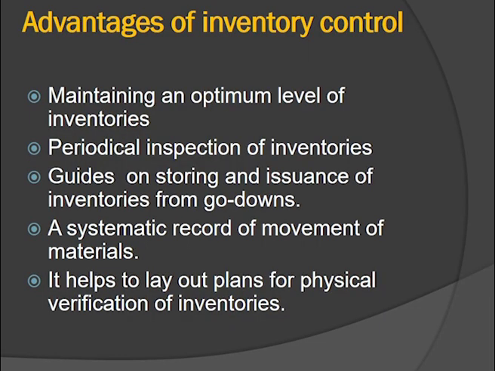Guides on storing and issue: when the goods, the finished goods or raw materials are stored in a godown, they must be issued to the production department. At that time, a proper record is helpful for us to issue and also store. At the time of purchasing, we need to store them. At the time of issuing, we need to issue those goods or inventory from the godown.